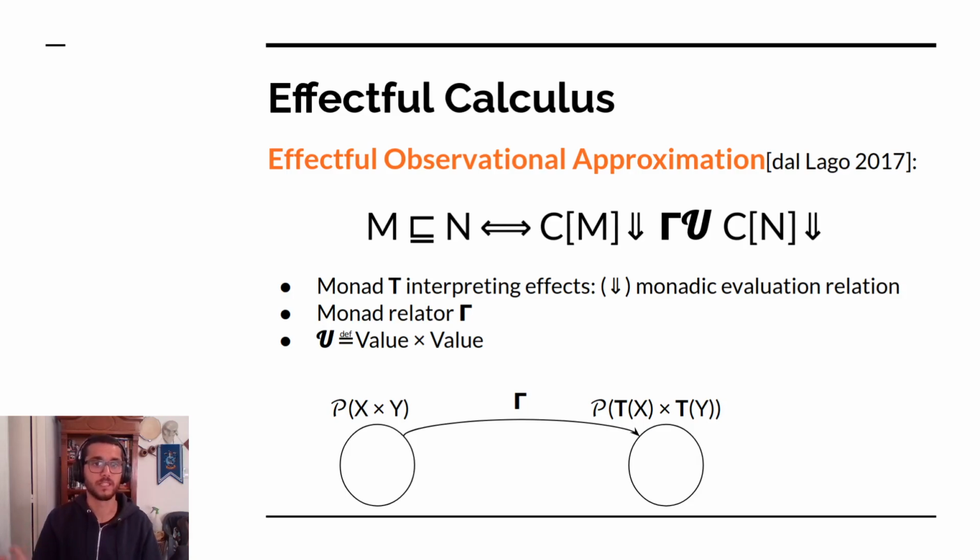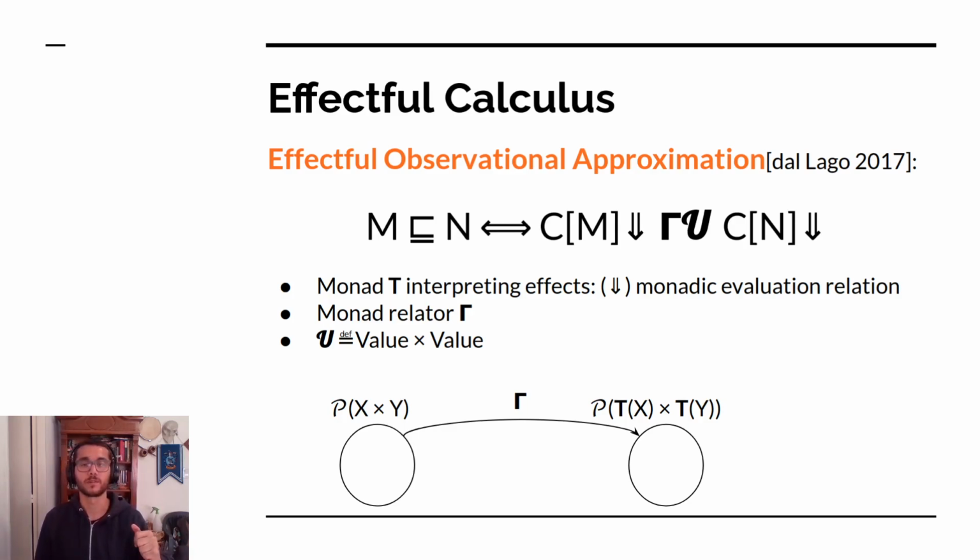But now we need a mechanism to compare effectful values, and that is exactly the role of the monad relator Γ. A relator is a lifting mechanism that takes a relation between ground values to a relation between effectful values. So the effects produced by the evaluation of an effectful program are interpreted by the monad T and then compared through a relator, in this case Γ.